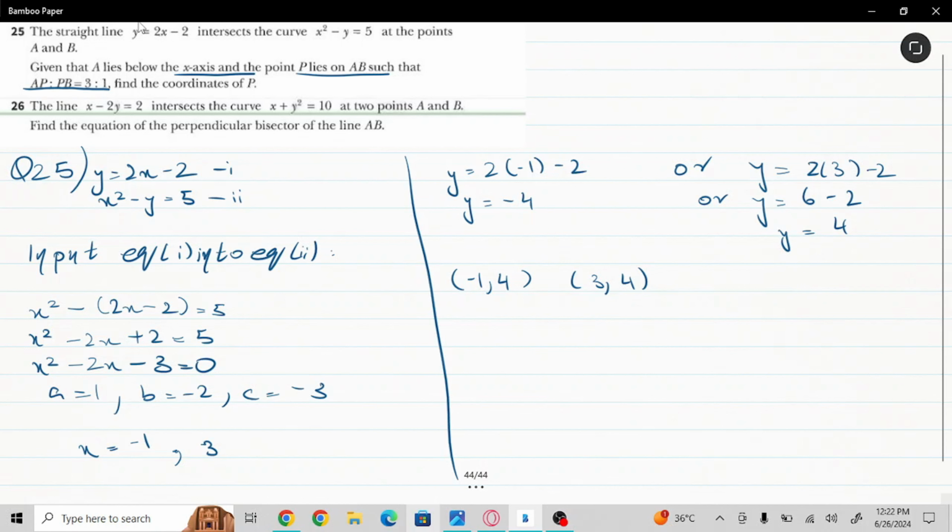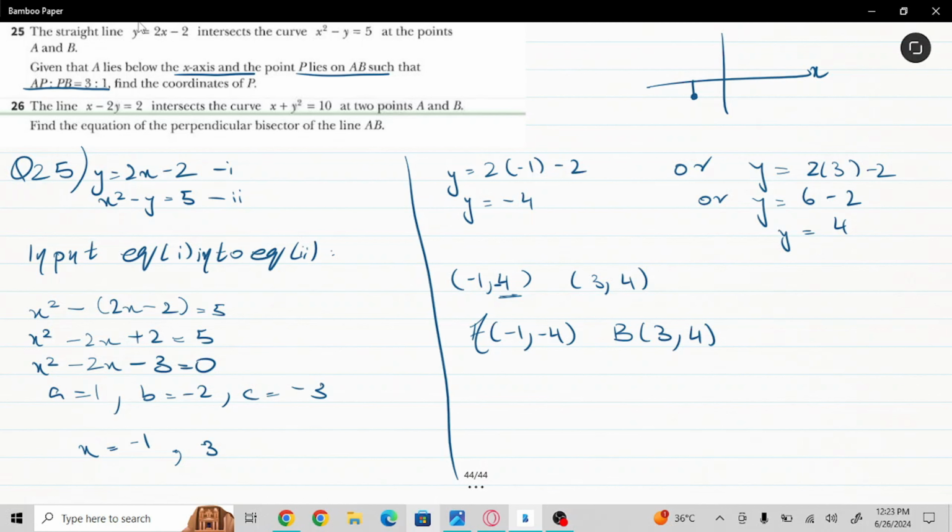So they are saying that given that A lies below the x-axis, meaning that this is the x-axis, and the point A lies below that, meaning the y value is negative. And we'll see which y value in these two coordinates is negative. Obviously, negative 4 is the negative y value. So we are going to say the point A is negative 1, negative 4, and the point B is 3, 4.